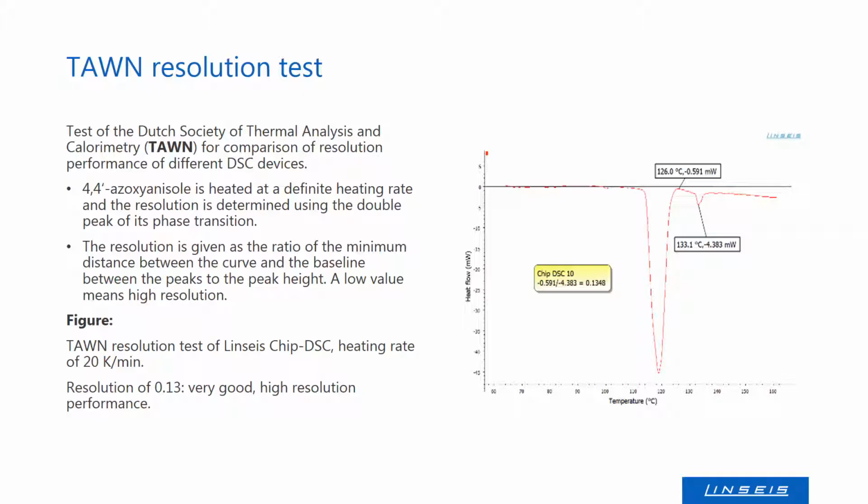The scheme shows the Thorne test result for the resolution of the LINSEIS Chip-DSC in its basic setup at a heating rate of 20 Kelvin per minute. The resolution is given as the ratio of the minimum distance between the curve and the baseline between the peaks to the peak height. A low value, therefore, stands for higher resolution. The LINSEIS Chip-DSC achieves a value of 0.13, which means a very good high-resolution performance.